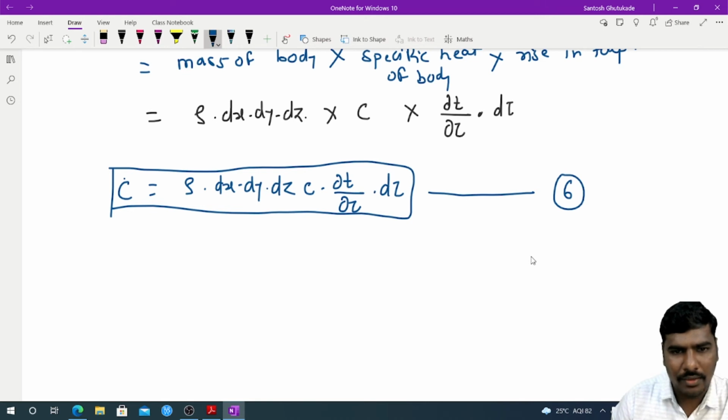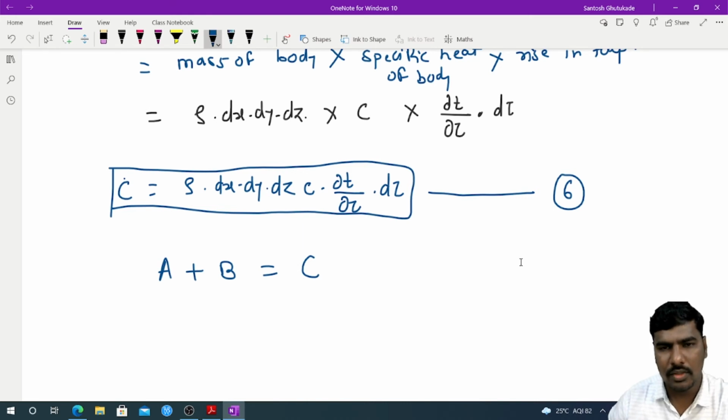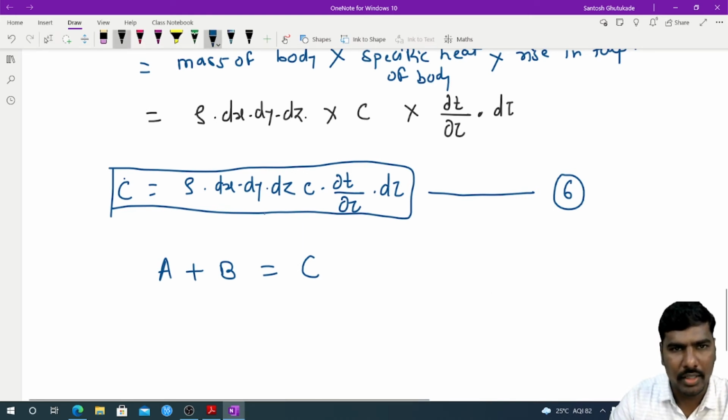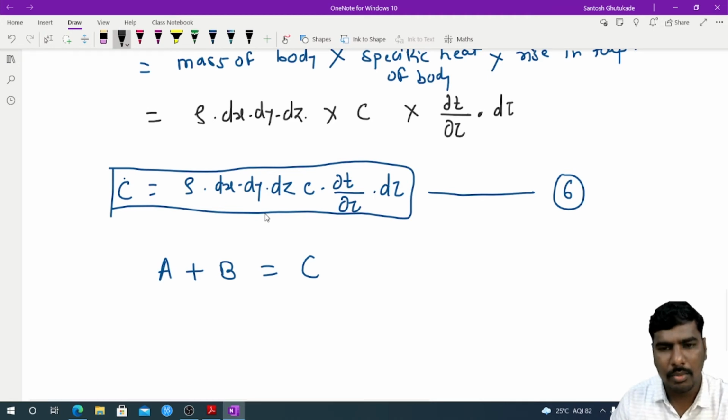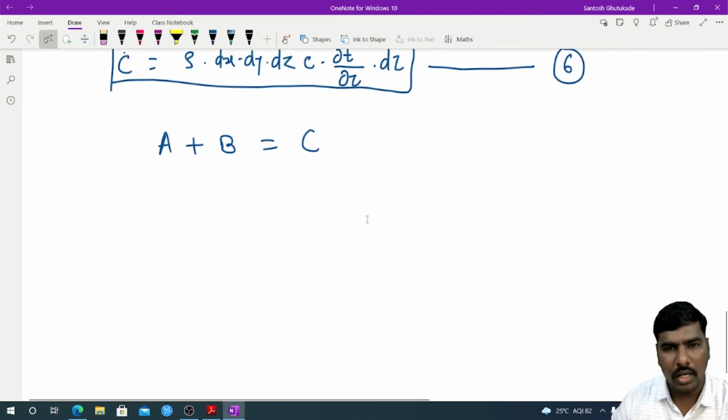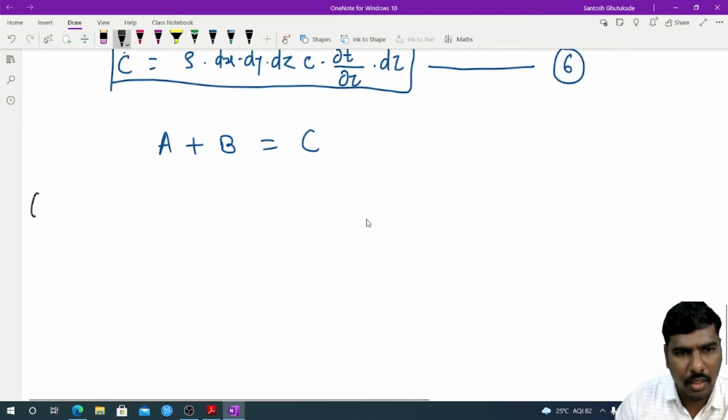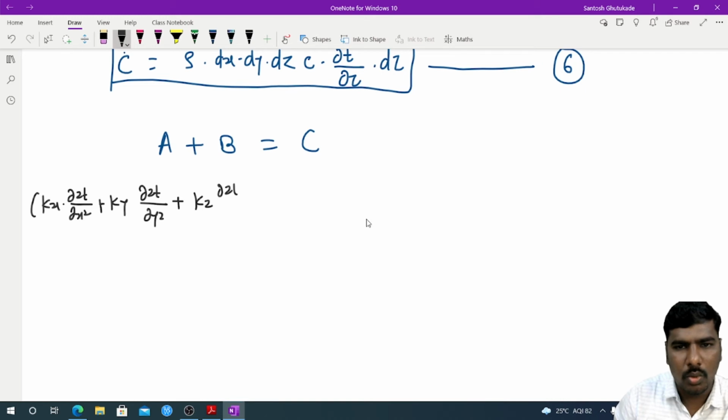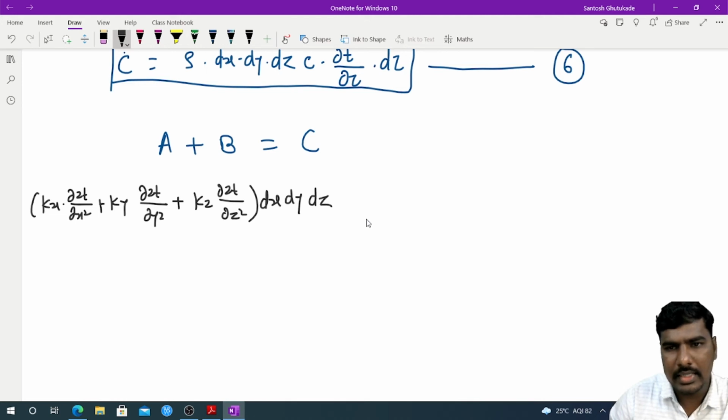Now our energy balance equation was A plus B is equal to C. So that is the energy balance equation. A is nothing but the net heat accumulated in all directions, B is the heat generated in the element, is equal to C, the total energy stored or change in internal energy. So I will write all the equations here. First the A part we have got, that is Kx ∂²T/∂x² plus ky ∂²T/∂y² plus kz ∂²T/∂z² into dx, dy, dz and d tau. So that is part A.